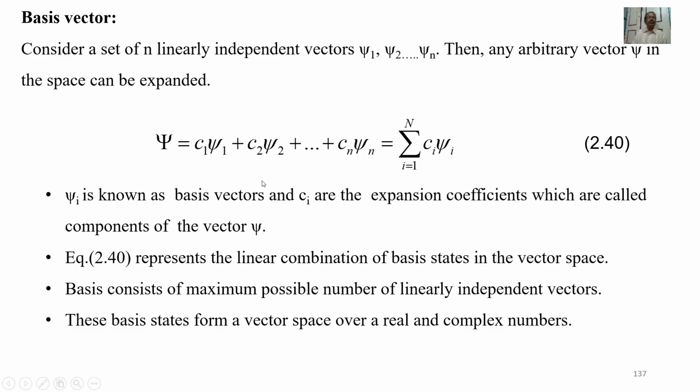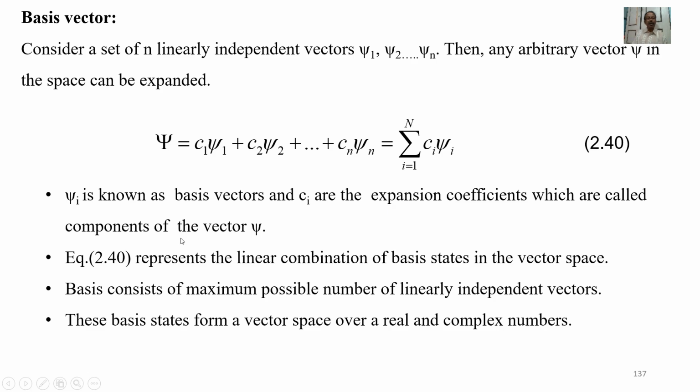Basis vector. Consider a set of n linearly independent vectors psi1, psi2, up to psi n. Then any arbitrary vector capital Psi in the space can be expanded as Psi equals C1 psi1 plus C2 psi2 plus dot dot dot Cn psi n, which is equal to the summation over i equals 1 to n of Ci psi i. Here psi i is known as a basis vector and Ci are the expansion coefficients, which are called components of the vector psi.